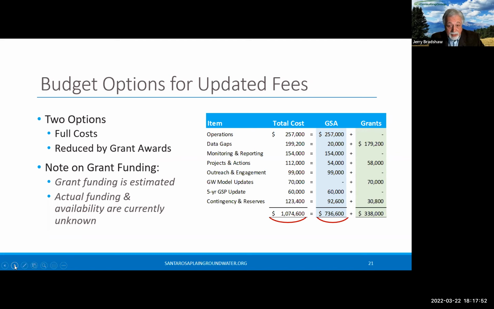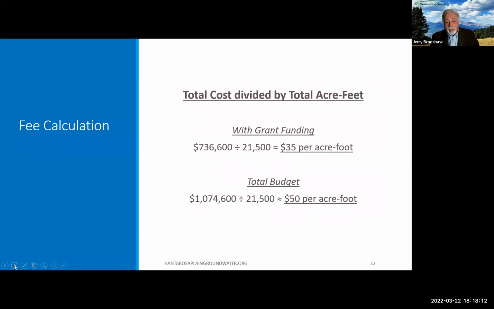So the amounts you see in the green column are just estimated at this point. Any actual funding is not known at this time. These are aspirational numbers, but we have used the two numbers, the million and the 736,000, as the basis for calculating some example fees going forward. So the next slide shows us the basic calculation.